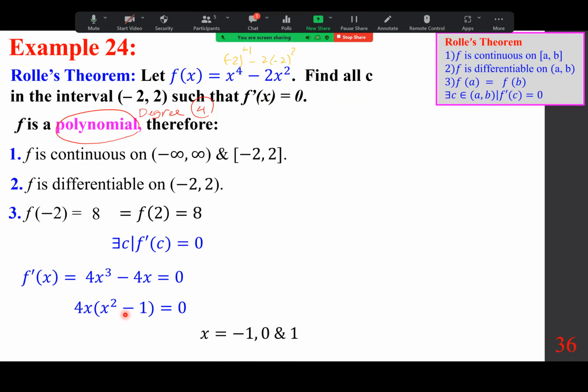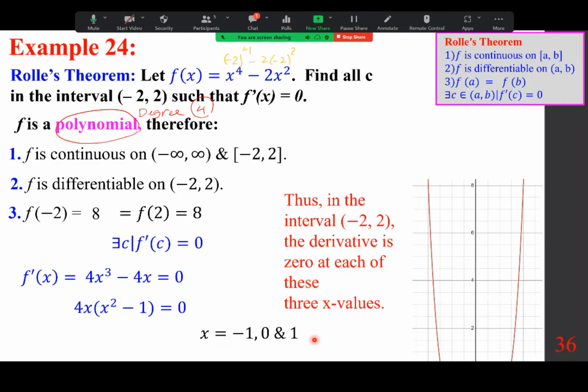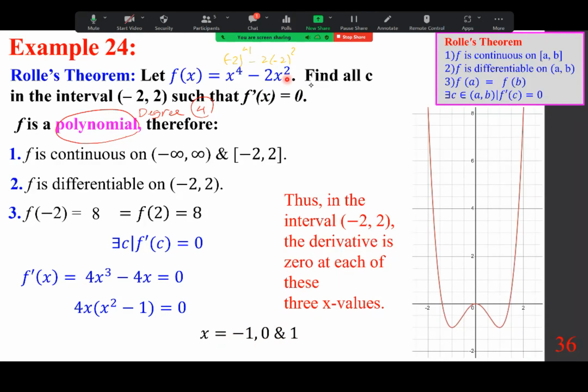Now, not all of them may be in the interval. If they are not all in the interval, you choose the ones that are in the interval of -2 to 2. It so happened all of it, -1, 0, 1, all of them are in the interval. Therefore, in the interval of -2 to 2, the derivative is 0 at each of these x values, -1, 0, and 1.